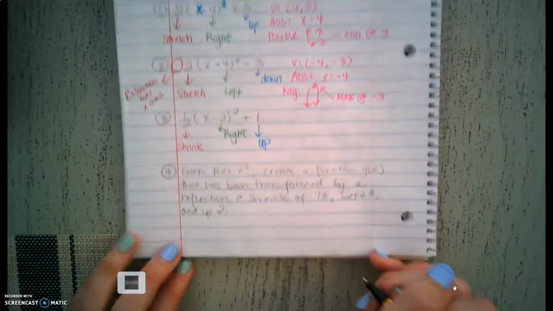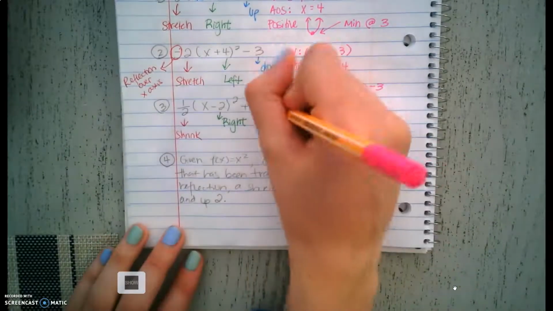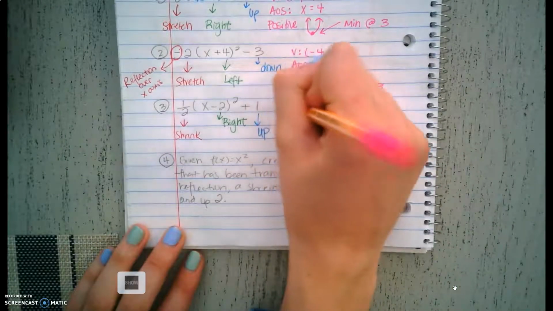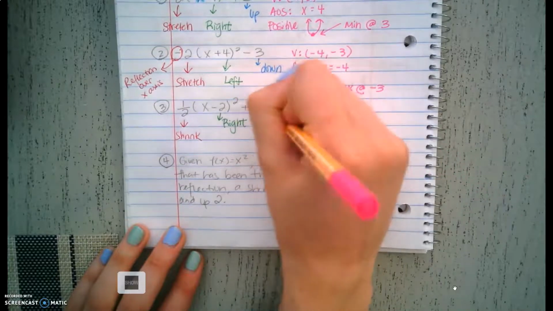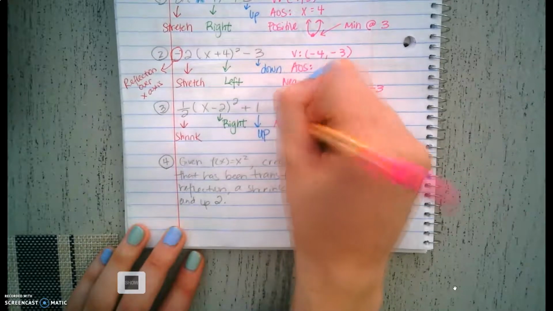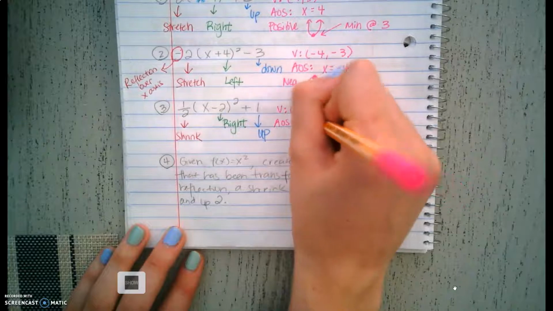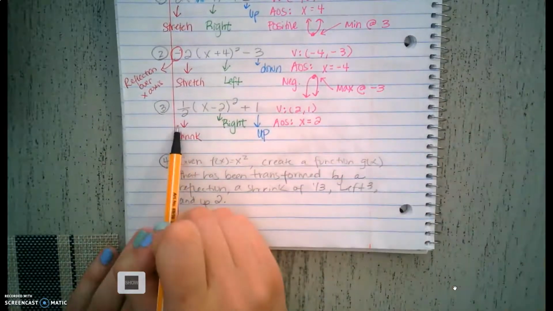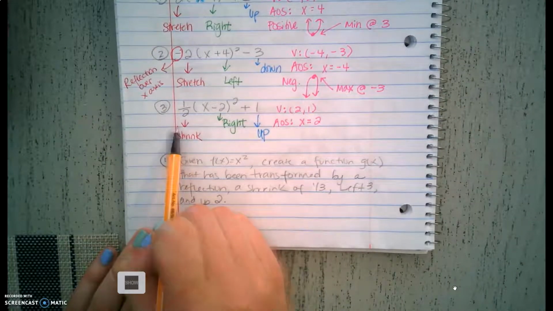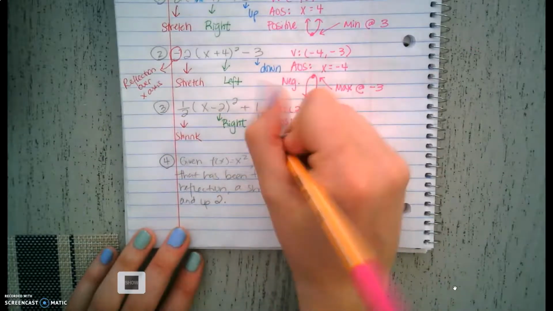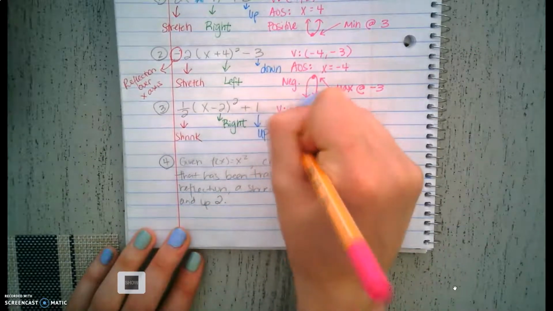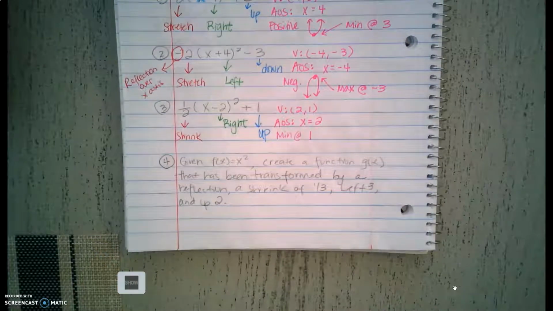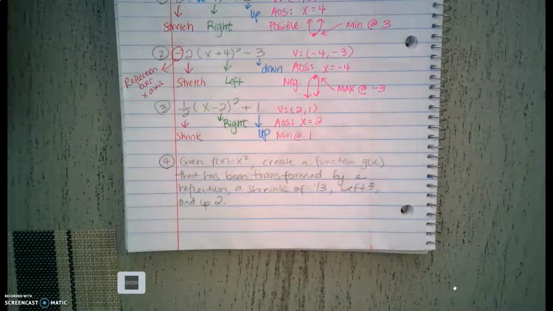Okay. Last example here, we have a vertex at 2, 1. That puts us our axis of symmetry at x equals 2. This is another positive function. So if it's positive, remember we're going to have a minimum. And that minimum is at the y value of our vertex.